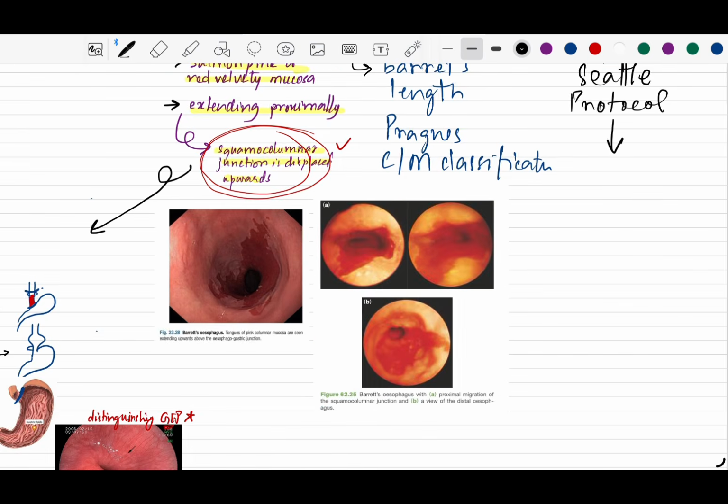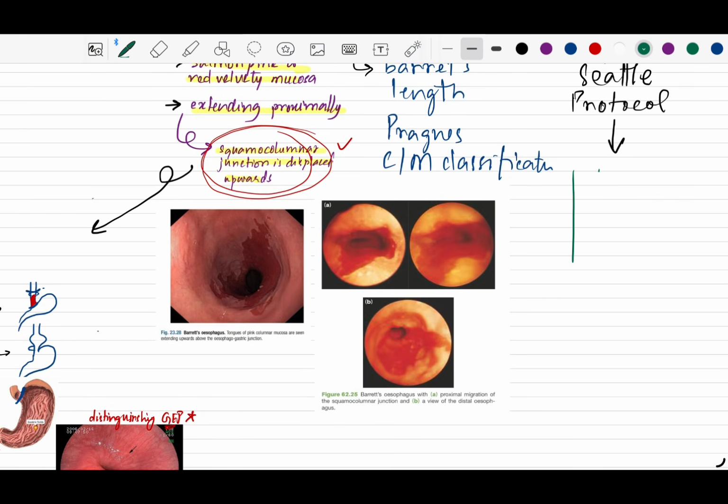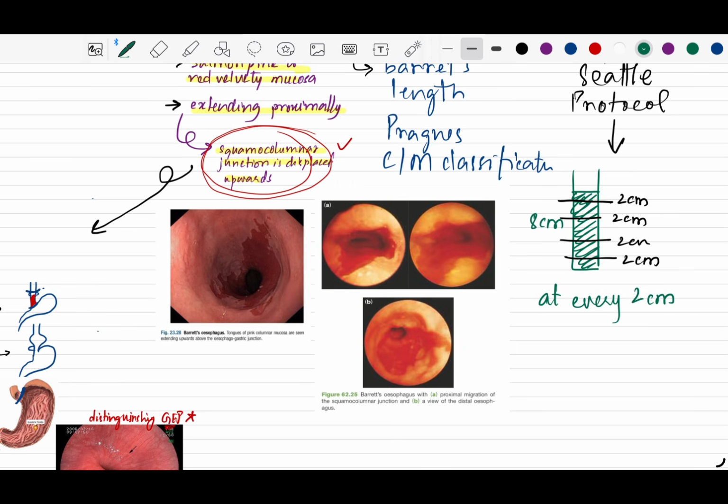For initial endoscopy, we take the length of the calculated Barrett segment. Let's say that the Barrett segment was 8 cm long. Starting from here, we are going to divide the Barrett segment into 2 cm distance. And at every 2 cm, we are going to take biopsy from 4 quadrants.